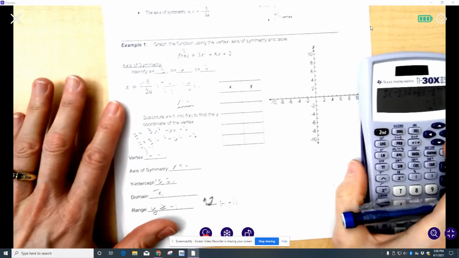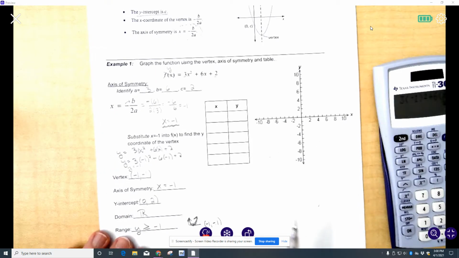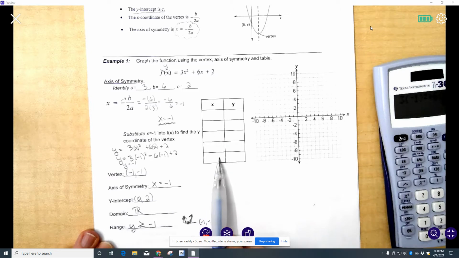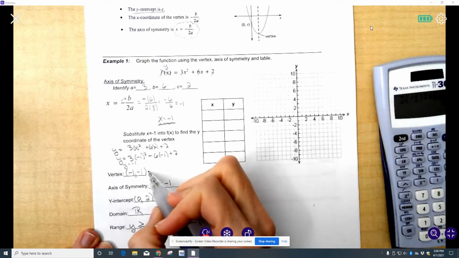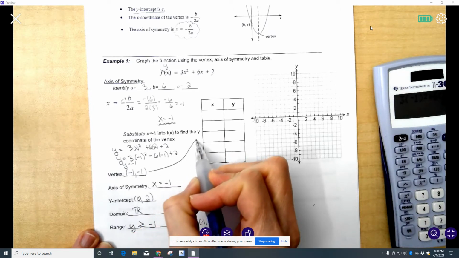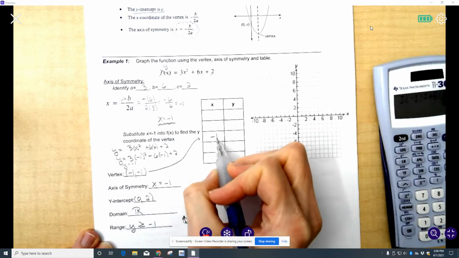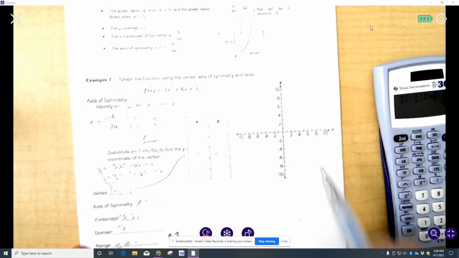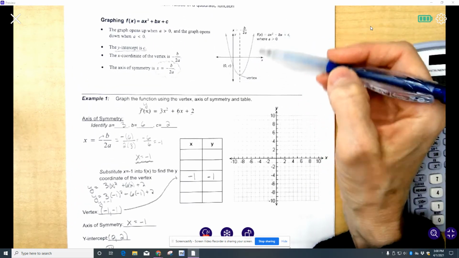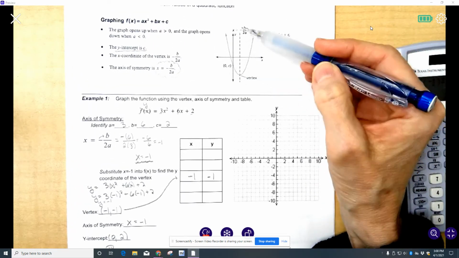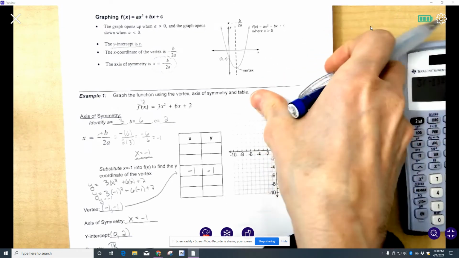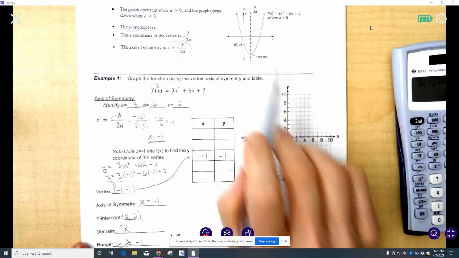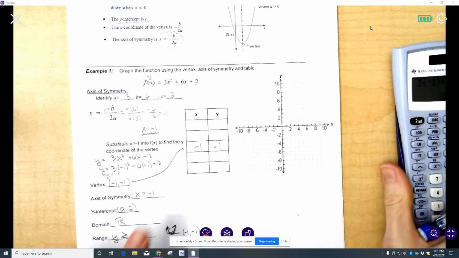Now we're going to do something else different. In section 8.1 and 8.2, we always put -2, -1, 0, 1, 2 here. We're going to do something a little different. We're going to put our vertex right smack dab in the middle of our table of values, because our vertex is always right smack dab in the middle of our parabola. So we want to find some other points on either side of our parabola.